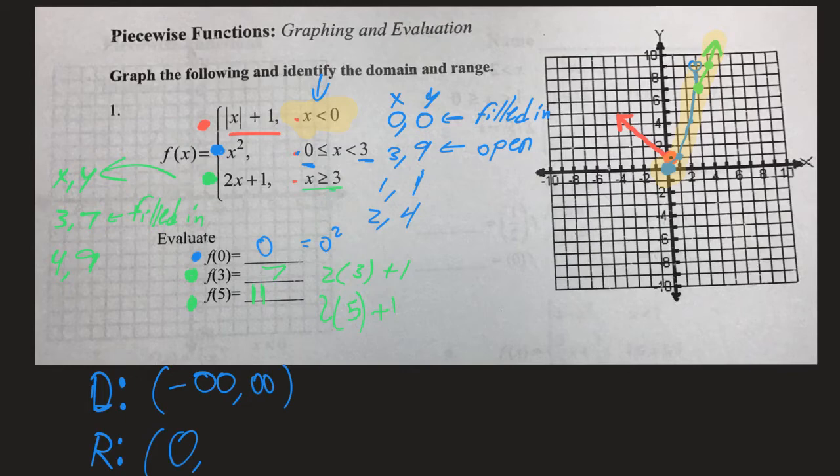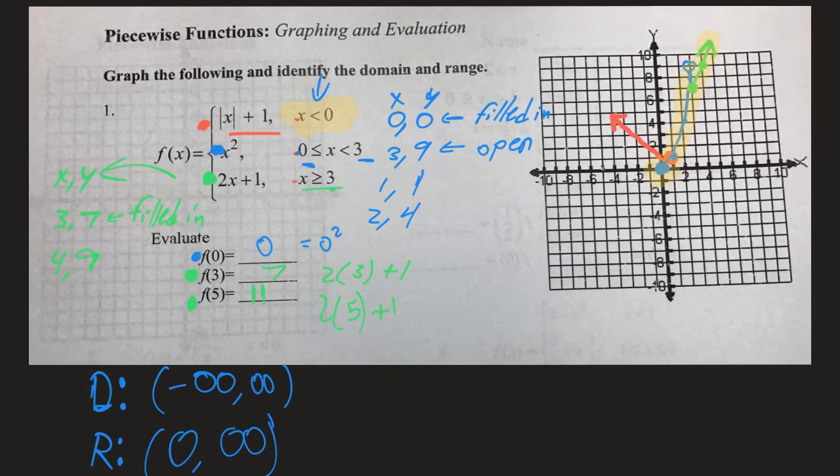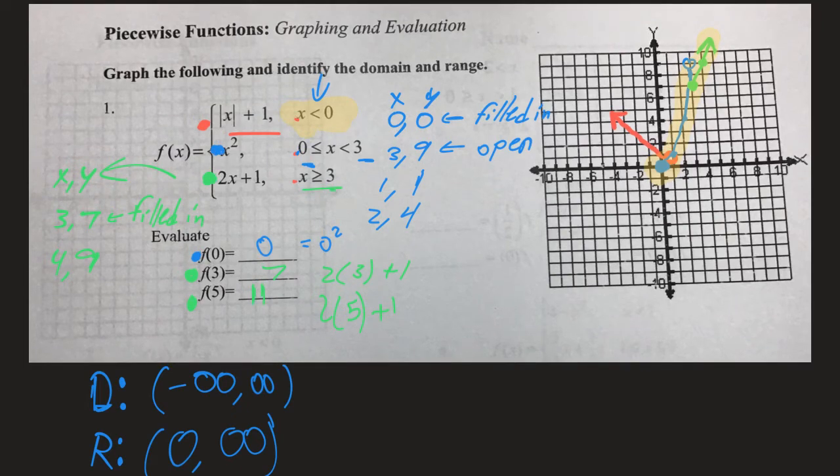I have no breaks in the y values, right? There's no gap in the middle of my graph, which means that I'm going to go from 0 up all the way until infinity, okay? Even though the red portion of my graph stops and the blue portion stops, the overall graph as a whole is not stopping. And so I can say that my range goes from 0 until infinity.